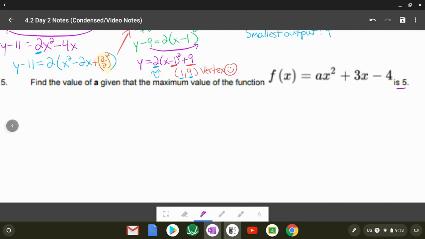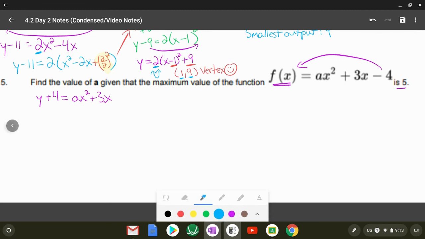So we're going to do something very similar, basically the same thing as the last one, but now we've got variables involved. The first thing we have to do is move that negative 4 over. So we have f of x, now let's just call it y for now, we'll make it f of x again at the end, equals a x squared plus 3x.